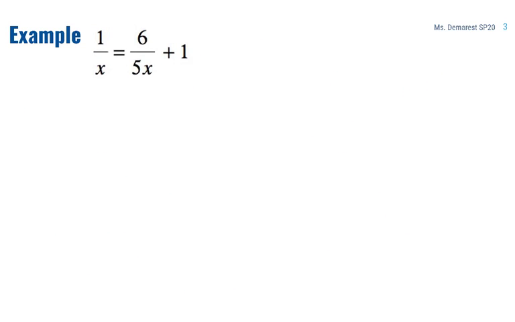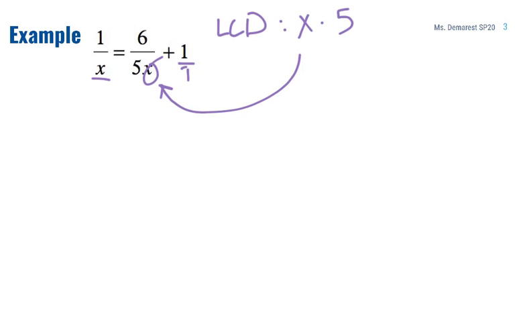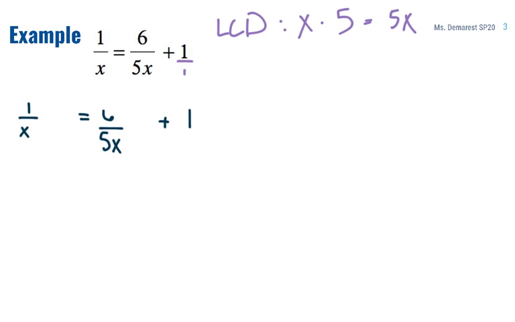So for this first example, we've got 1 over x equals 6 over 5x plus 1. I just made that 1 over 1, so everything is a fraction. So to find our LCD, I'm going to start with the first fraction and put x in it. And then when I move to the second fraction, if you see, I've already accounted for the x. I just need to add the 5. And then we never really have to account for 1. So our LCD here is 5x. So now I'm going to multiply each term by the LCD. So 5x, 5x, and 5x.